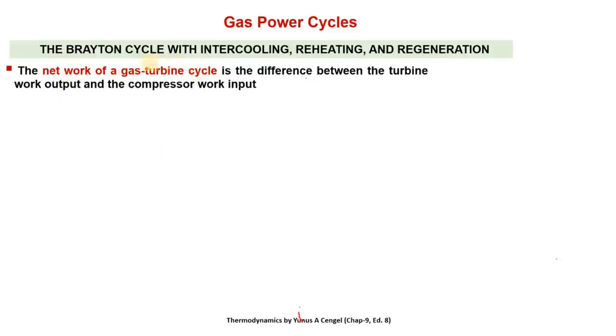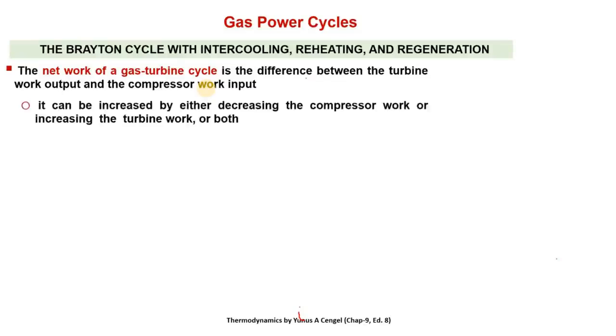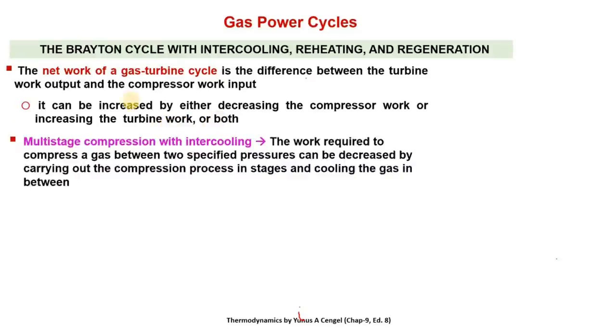The net work of a gas turbine cycle is the difference between the turbine work output and the compressor work output, right? It can be increased by either decreasing the compressor work or by increasing the turbine work, or both. So how we can decrease the work of the compressor is by using multi-stage compression with intercooling. The work required to compress a gas between two specified pressures can be decreased by carrying out the compression process in stages. It could be 2 stages, it could be 3, 4, 5 stages, and between every stage there could be a cooling process.